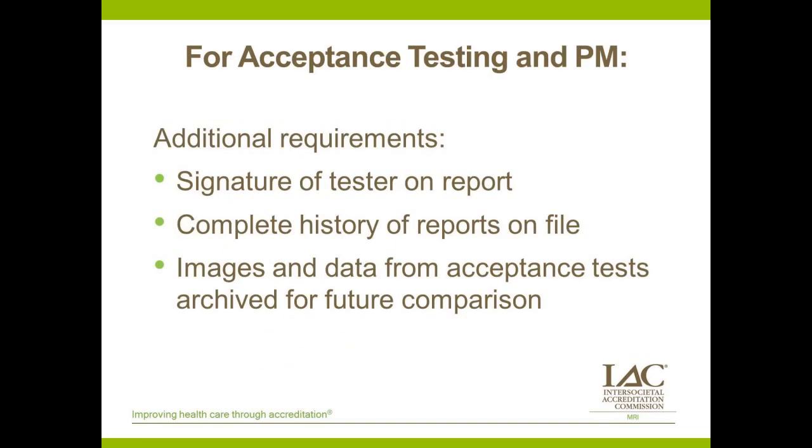In addition to those requirements that cover all quality control, when you're looking at items that are done as part of acceptance testing or that are done as part of preventative maintenance, these additional requirements include the signature of the person doing the testing. So the report has to be signed. So you don't have to sign every day for your daily QC. But for an acceptance testing or a PM report, we want to see the signature of that person in addition to their name. Your facility is required to maintain a complete history. So all of the acceptance tests that have been done, all of the PMs that have been done, you want to have a full history of those on each system that's in service.